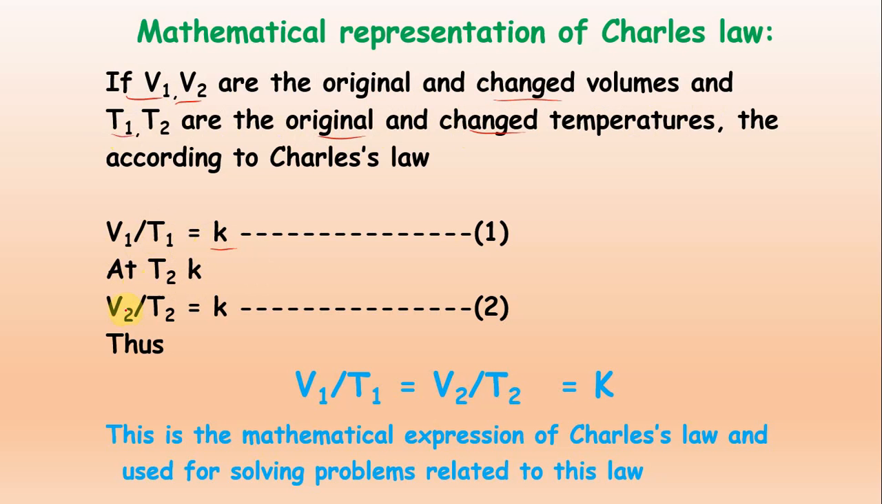At T2 we can write V2 divided by T2 will be equal to constant. So we can rearrange and write it in this way: V1 divided by T1 is equal to V2 divided by T2, that will be equal to K, meaning constant. This is the mathematical expression for Charles' law and it is used for solving the problems related to this law. Now we are moving to solve one problem related to this law.